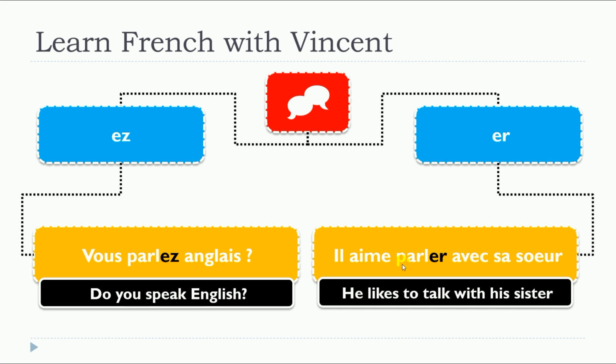But as I told you, parler like that or parler like that are pronounced the same way. So you really need to be careful about how to write them properly, and keep in mind that you will pronounce them exactly the same way. Vous parlez anglais? Il aime parler avec sa sœur.